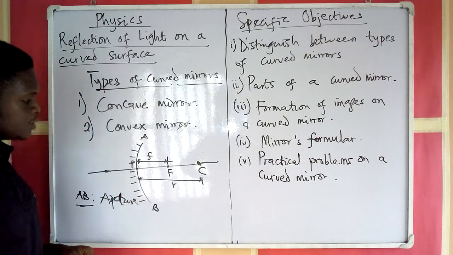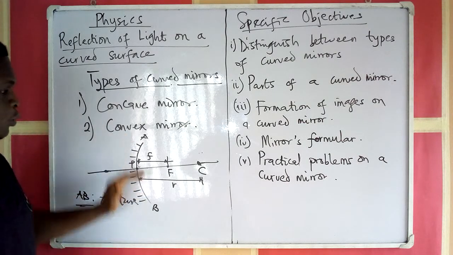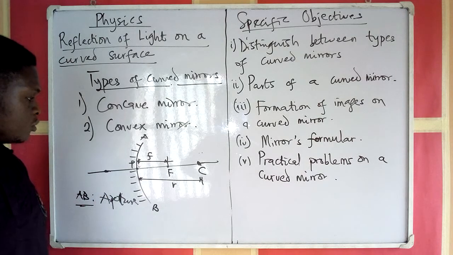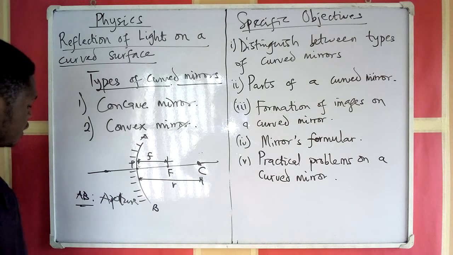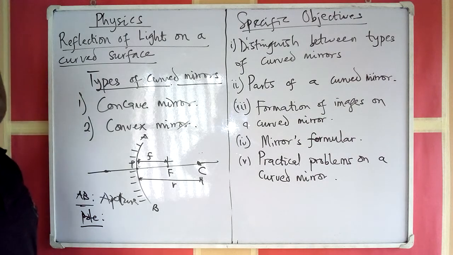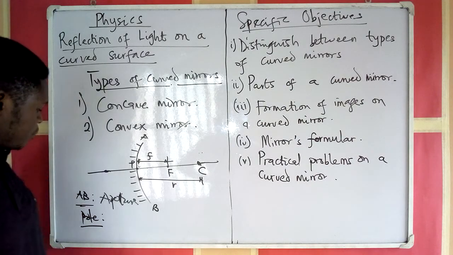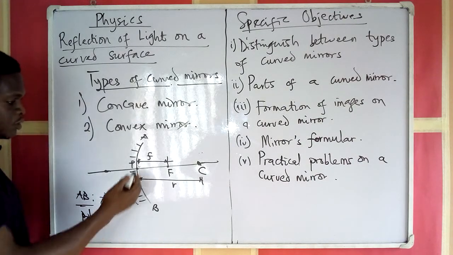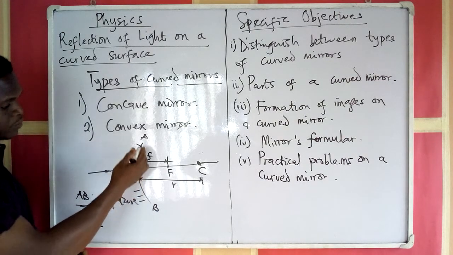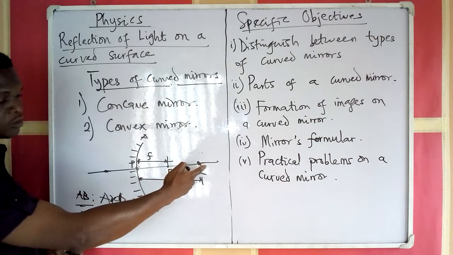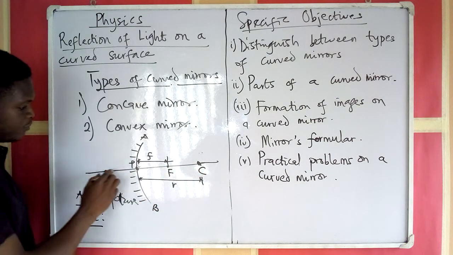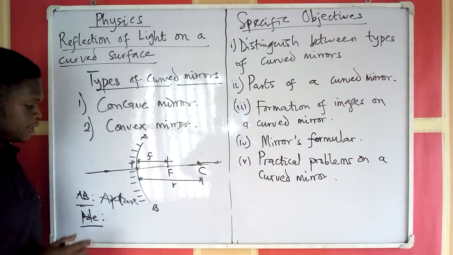Now what does it mean? It simply means the width of the mirror into consideration. Then after that, we have the pole. The pole is a point on the reflecting surface, just like you have it here. This point is called the pole. It's a point on the reflecting surface, which is also where the principal axis passes through. This line that we have here is called the principal axis.